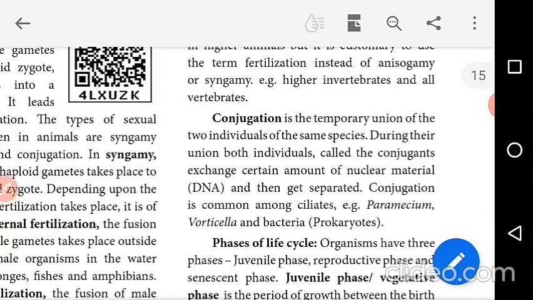After the exchanging of the genetic material, they again separate. This type of reproduction is known as the conjugation, இணைவு முறை இனப்பெருக்கம் எனப்படுகிறது. The best examples are paramecium, vorticella and bacteria, prokaryotes. These are all the examples of conjugation.